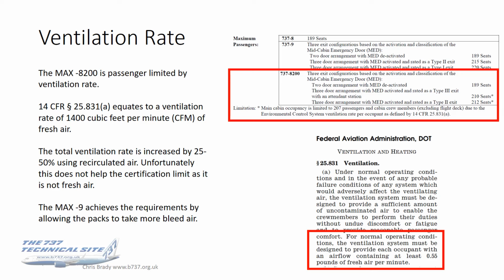So if you look down to the bottom right there, you can see I found CFR 25.831 section A, and it says for normal operating conditions the ventilation system must be designed to provide each occupant with an airflow containing at least 0.55 pounds of fresh air per minute. Okay, so what does that mean in numbers? 0.55 pounds of fresh air per minute.